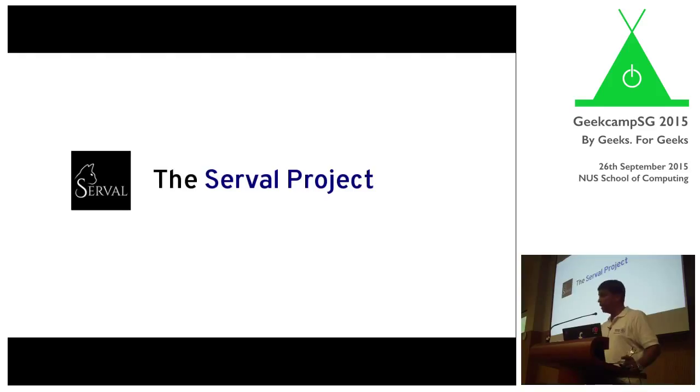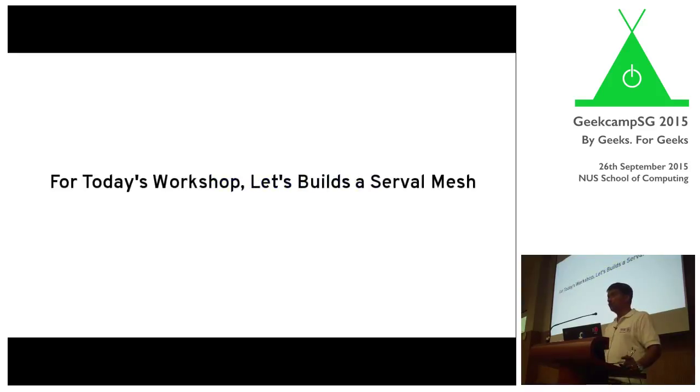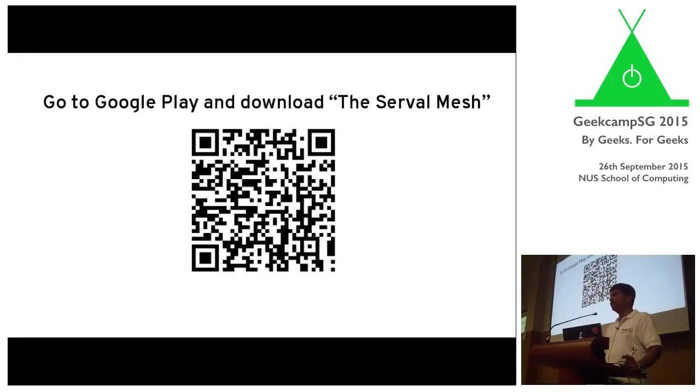Which brings me finally to this one that I wanted to do. I'm not sure how much time I have. It's called the Serval project. If you could ideally do this: scan this QR code. This goes to Google Play, and you download the Serval project, which is an application that runs on your Android phone.